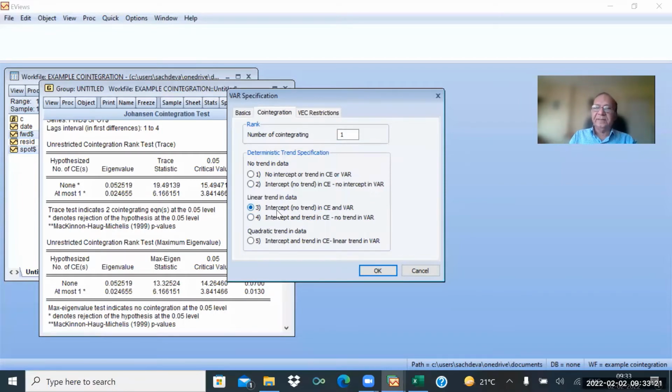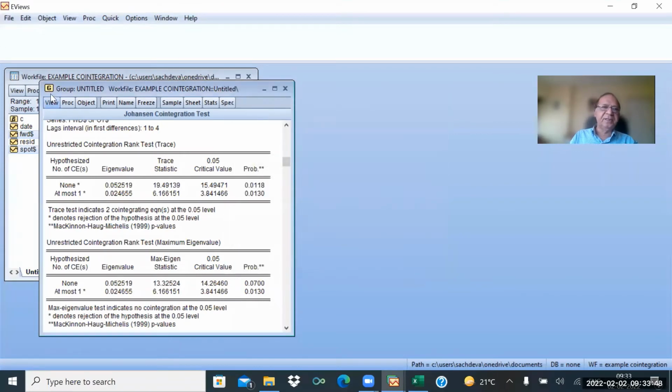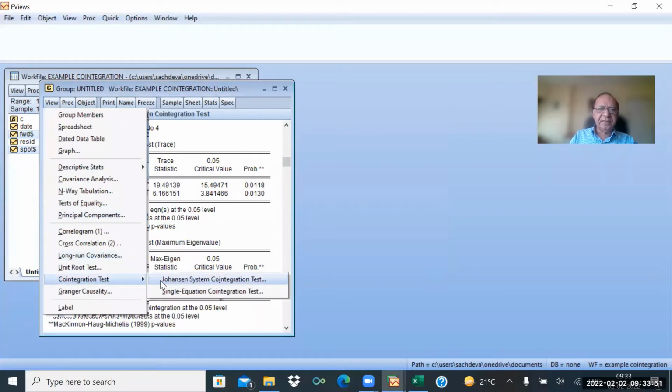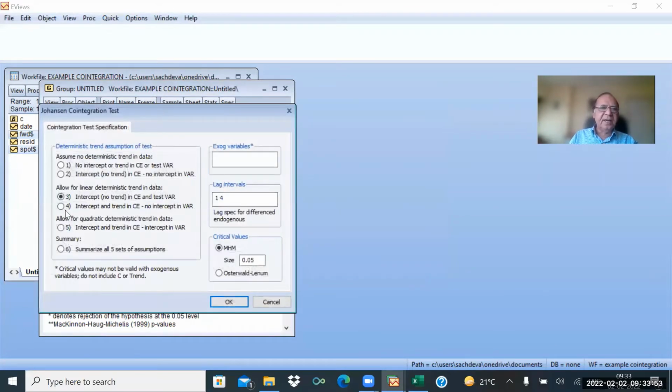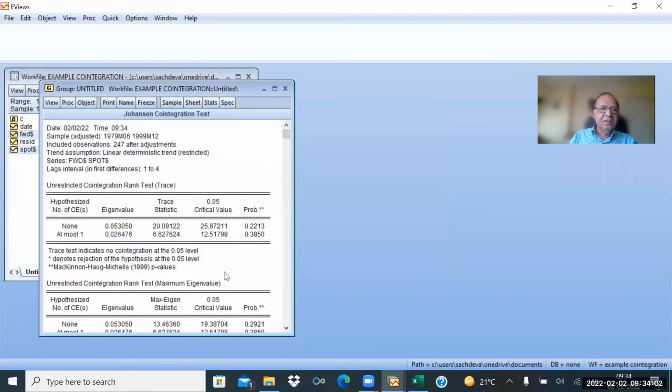We can also try now, because these are giving various different results. Here we can also try using intercept and trend, because we used choice number 3 with intercept, no trend. We can use intercept and trend. That will also help you. So let us try again using the Johansen's cointegration test. View, cointegration test, Johansen's cointegration test. Instead of 3, we will use 4 with intercept and trend. We'll say okay. Let us see now what is the situation.